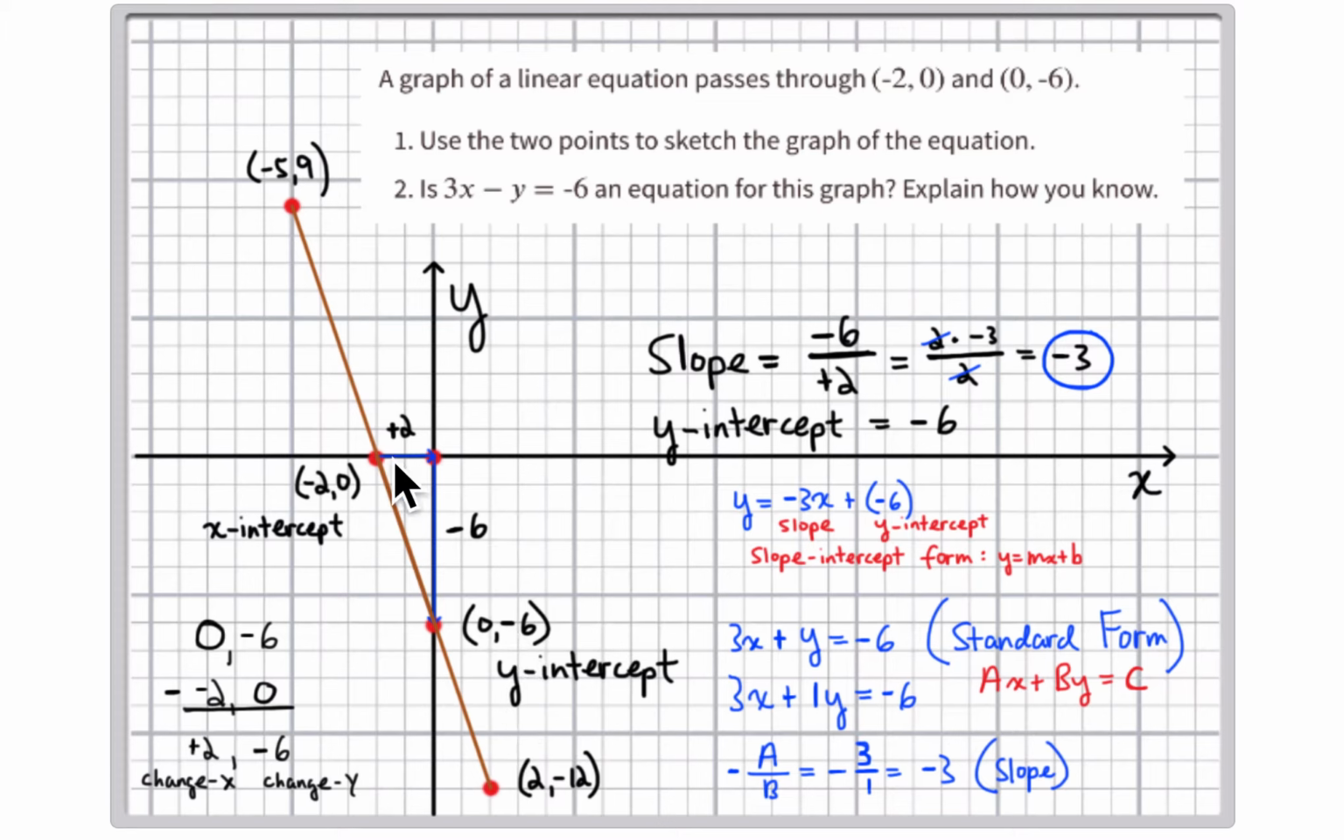And then let's use negative 5 as an x value and see what we get for y. Negative 3 times negative 5 is a positive 15. A positive 15 plus negative 6 is positive 9. So this is (-5, 9). You go out here to negative 5 and go up to 9. Both of those points are on this line, so that further confirms that this is the correct equation for this line.